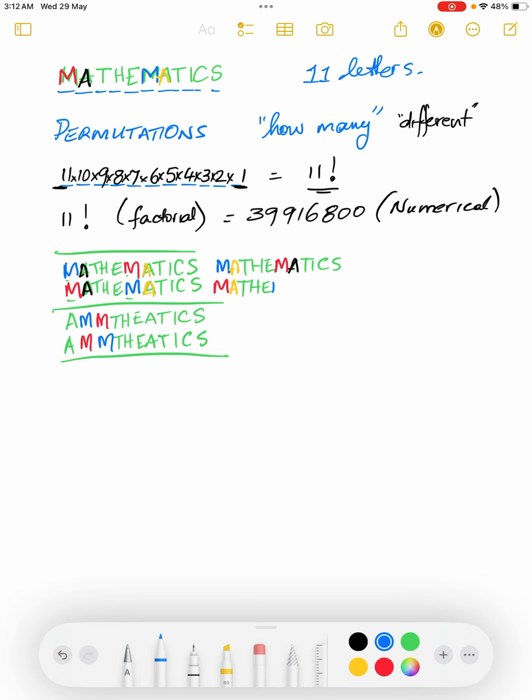but they've just moved the A's around and the M's around. Now what we're saying is it's not in fact 40 million, because now every word's going to appear 4 times. And so it's really 10 million. So every different permutation appears 4 times.